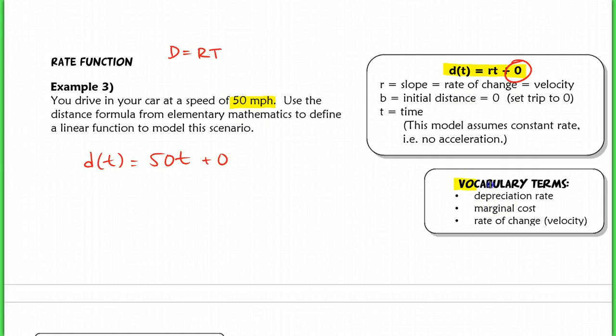Again, make sure you know these vocabulary terms: the depreciation rate, your marginal cost, and the rate of change, in this case our constant velocity. Alright, now you're going to need your calculator out, so go ahead and grab your calculator so we can start with the second portion of our notes.